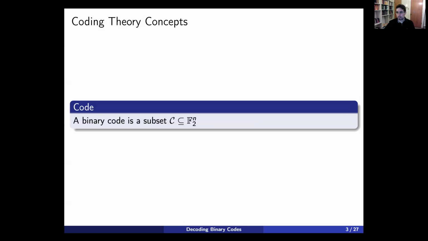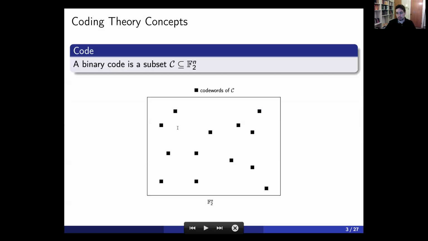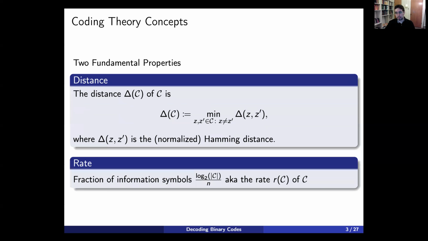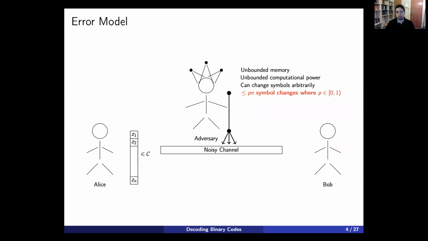A binary code is the simplest object that you can imagine, right? It's just a subset of strings. So you have this space F2 to the n, and the code words are those black boxes. And you have two fundamental parameters: the distance, which is the minimum over pairs of distinct code words of the normalized Hamming distance. This is a key parameter of the code. And the second one is the rate, which is the fraction of information symbols. So you take the size of the code, you take the log, you divide by n. This gives you the fraction of information symbols, and we call this R(C). Okay, so you have distance, you have rate, fairly fundamental.